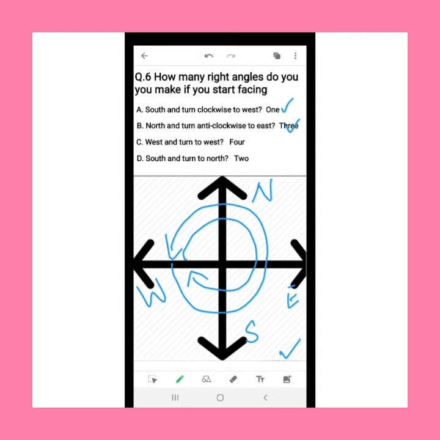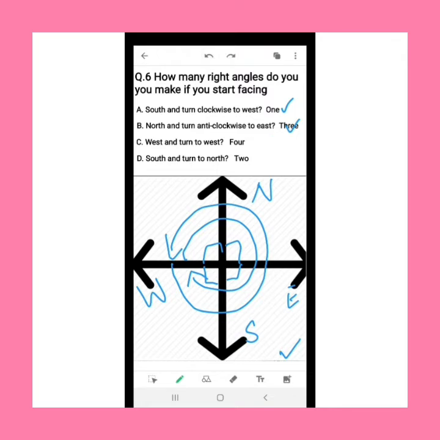So here clockwise or anti-clockwise is not mandatory to mention. It is only asked west and turn to west direction. So as you can see, we are moving for 4 right angles and then reaching the original position, as we discussed earlier in this question. So we are moving for 4 right angles.